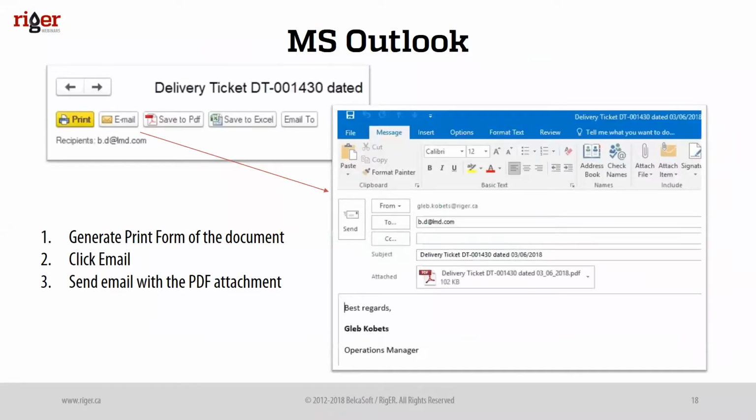So this is how the Microsoft Outlook application works in connection with RigER: when we generate the print form of any document in RigER, we can press the email button, and the attachment will be automatically attached to our outgoing email in Outlook, and you can send it right away to your external recipient. It's very useful when you communicate with your clients extensively. And when you have the recipient email in RigER, it will be automatically put in the Outlook email.